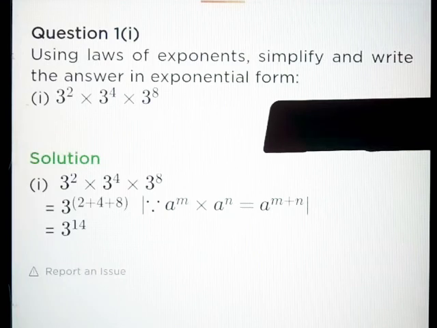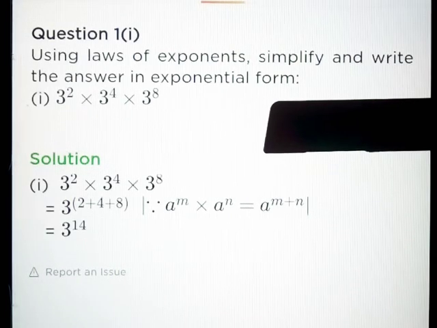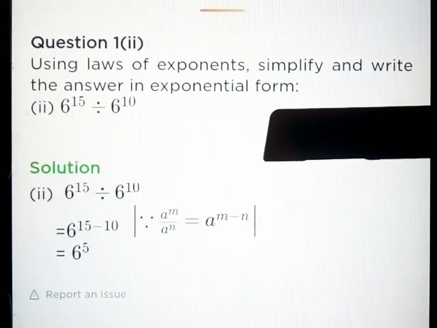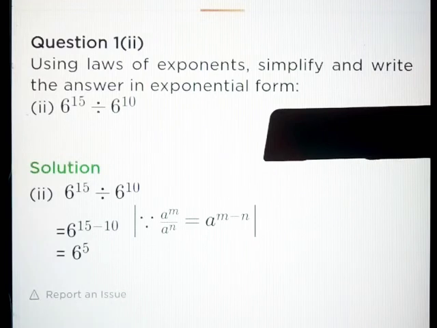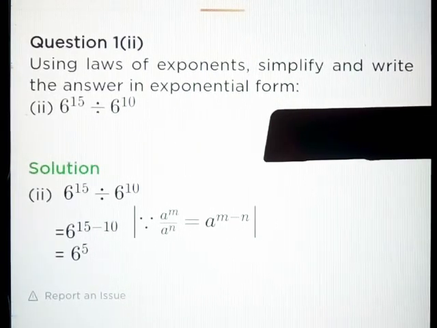First, 3 square into 3 raised to power 4 into 3 raised to power 8 is equal to 3 raised to power 14. Part B, 6 raised to power 15 divided by 6 raised to power 10. Answer, 6 raised to power 5.